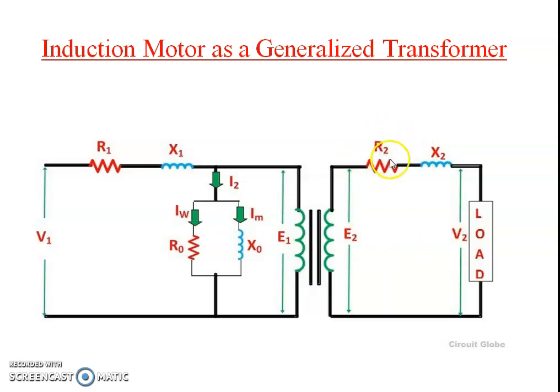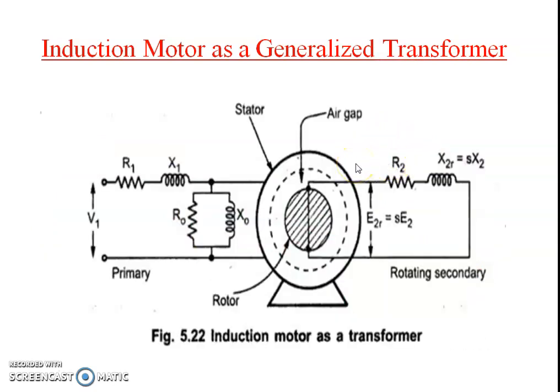Okay, similarly in the case of the induction motor, this is nothing but a V1 I applied across the primary side of this induction motor. The primary means the stator winding. Again, the stator winding has a resistance we call R1 and a reactance X1, similar to here.